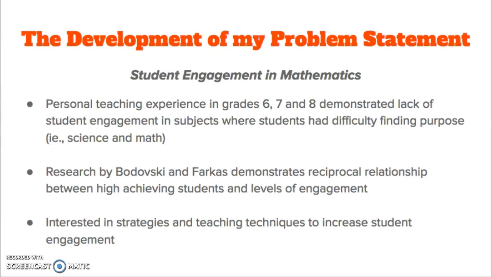According to a study by Bodovsky and Farkas, Mathematics Growth in Elementary School: The Roles of Beginning Knowledge, Student Engagement, and Instruction, there is a reciprocal relationship between student engagement and academic success. The study found that students achieving higher grades demonstrate higher engagement, therefore creating a positive cycle that continues throughout their elementary education. The focus must then turn to increasing the engagement levels of all students, not only high-achieving students, to encourage the development of this reciprocal relationship.